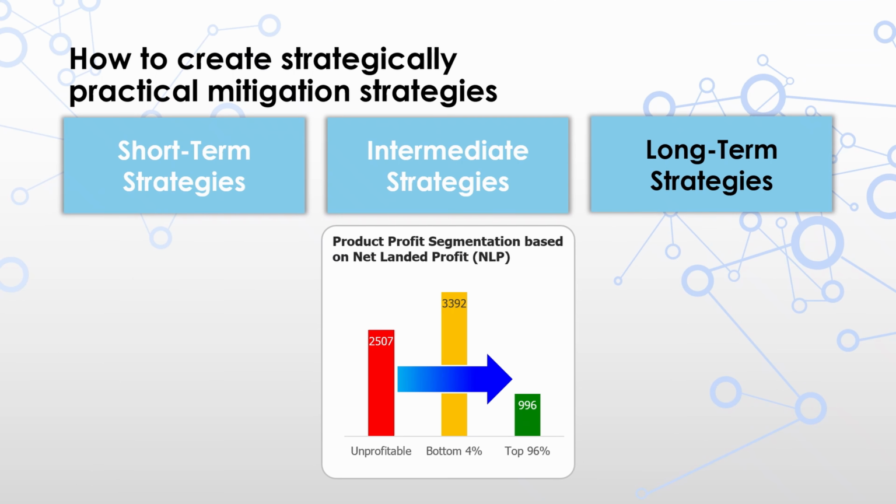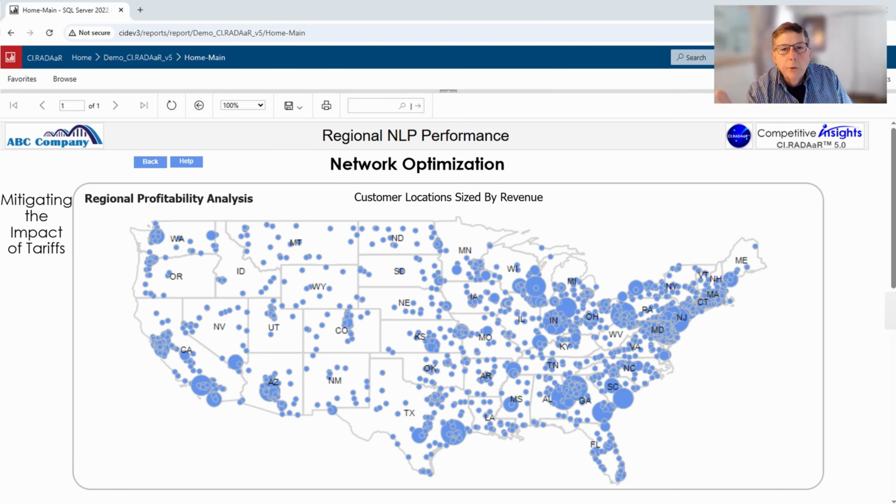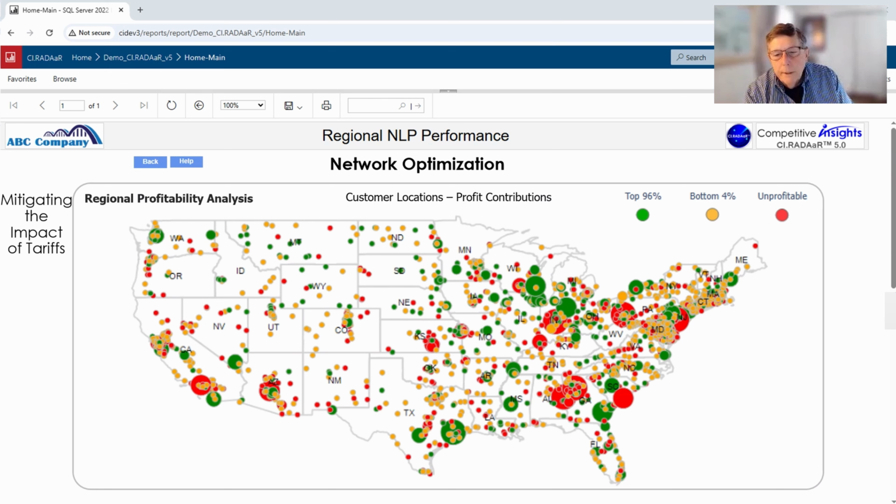So long term, what we're doing here is we're saying, okay, for tariffs, first thing we're going to do is just understand where all our customers are. The size of the bubble is just the revenue associated with every delivery location. What if I color code it based on profitability? So now I'm saying, well, I've got a lot of large green dots. That means the customer's buying a lot, even with tariffs or whatever the scenario is. And that's a great thing.